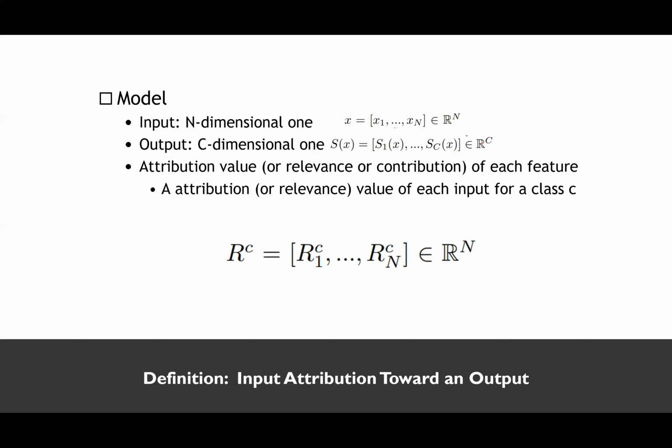The attribution value for each feature for a given class c is written as the attribution or relevance score of each input for the class c. So we have n input values, so this is the attribution for the class c, an n-dimensional vector, right?